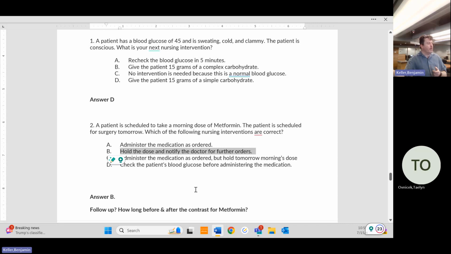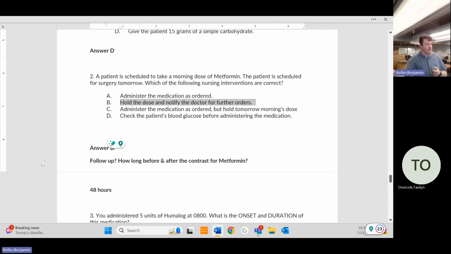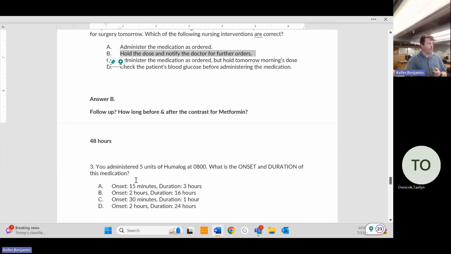So what's the follow up? How long before and after the contrast medium for metformin? Ideally 48 hours. We can't always do that though.